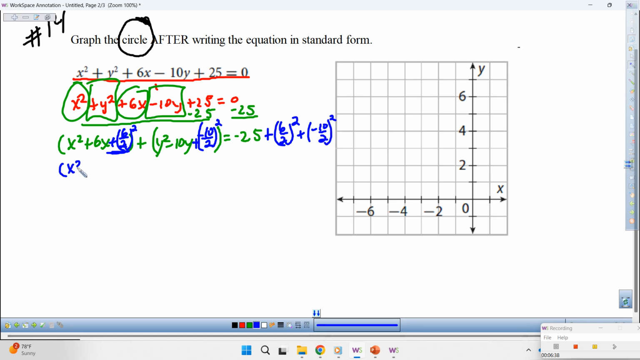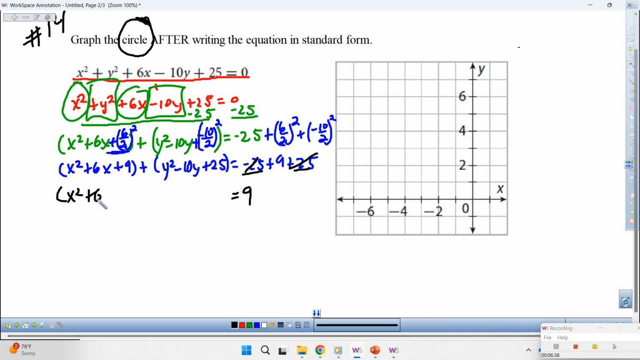All right, so we end up with x squared plus 6x plus 9, close parentheses, plus y squared minus 10y plus 25 equals negative 25 plus 9 plus 25. Can we combine stuff? Yes, the negative 25 and 25 cancel. Bring down the 9. And we have x squared plus 6x plus 9 plus y squared minus 10y plus 25.